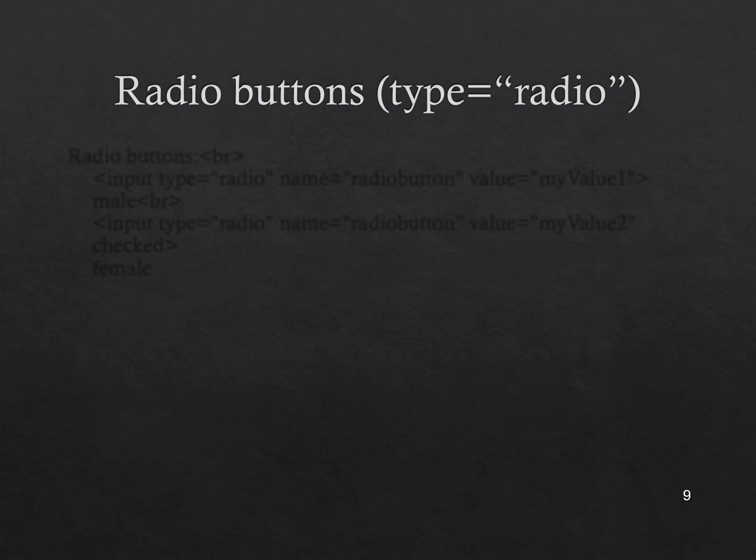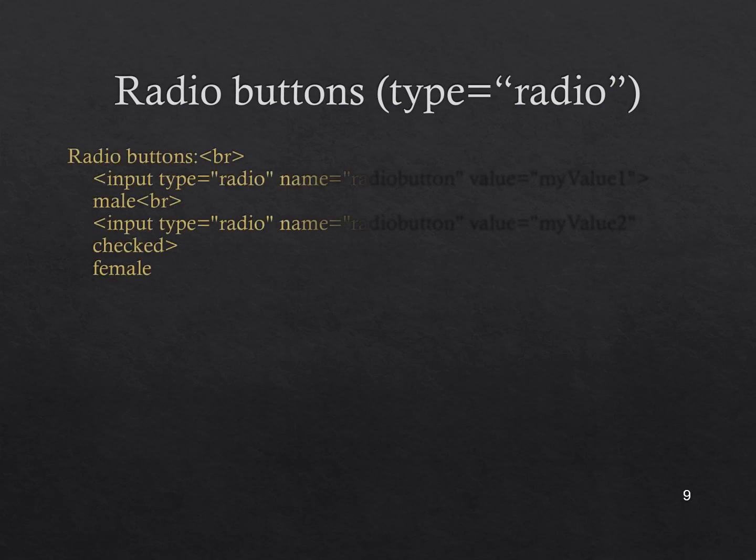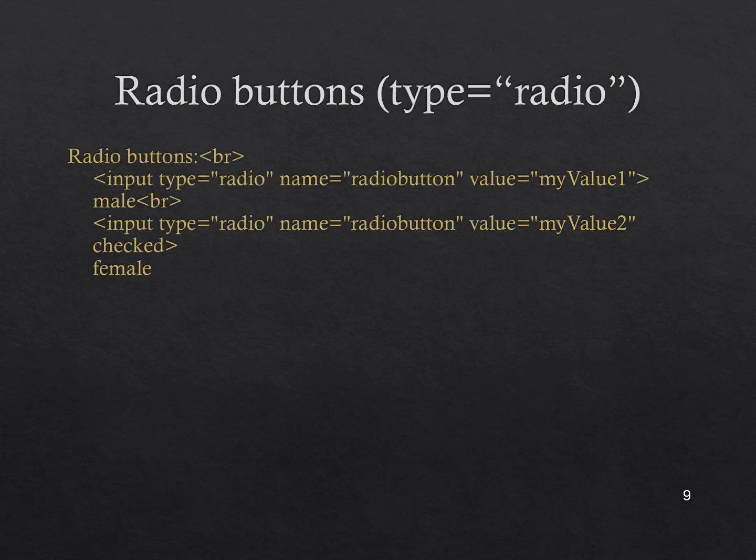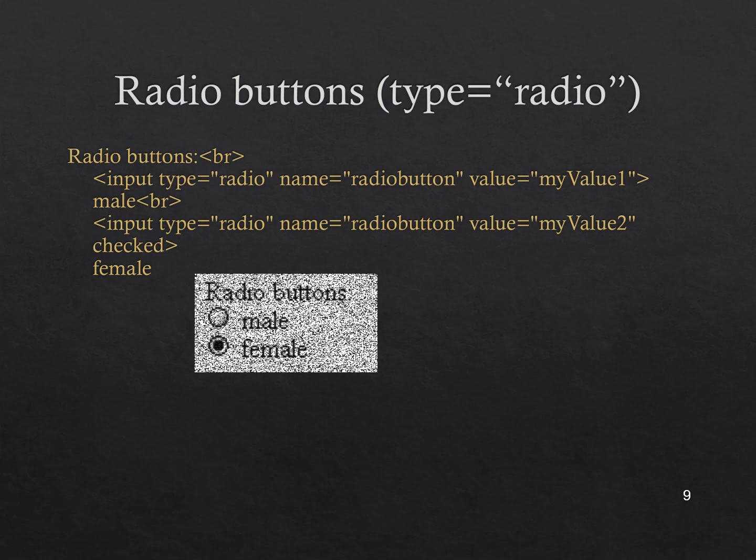Here is a small example for radio buttons. We have two input types, and this is the basic example for radio buttons. We don't have any data to type in it.